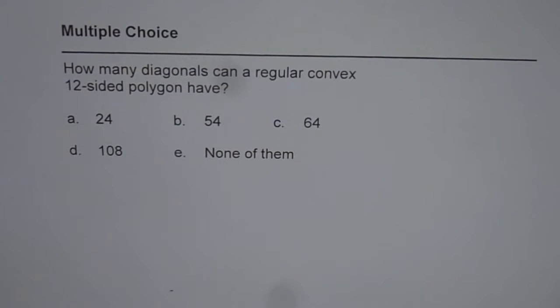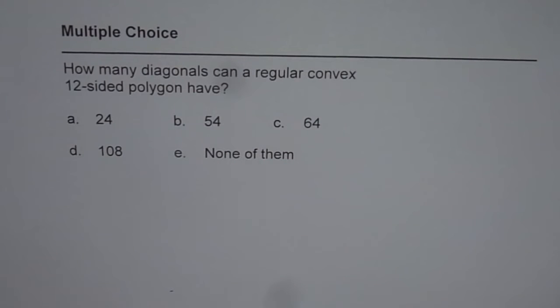Here's a multiple choice question on polygons. The question is, how many diagonals can a regular convex 12-sided polygon have? You are given 5 choices: 24, 54, 64, 108, or none of them. You can pause the video, answer the question, and then look into my suggestion.